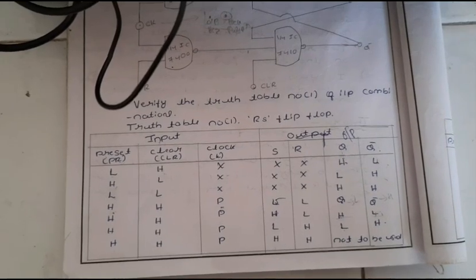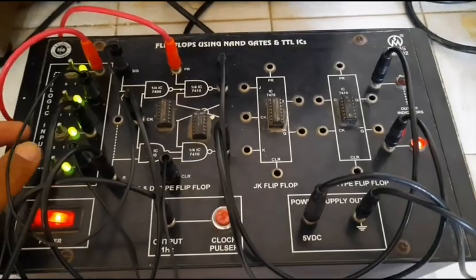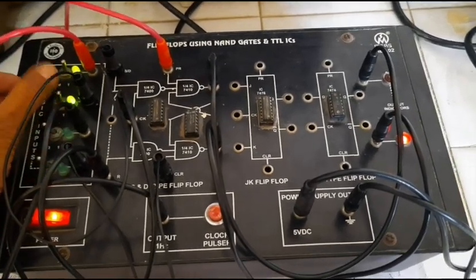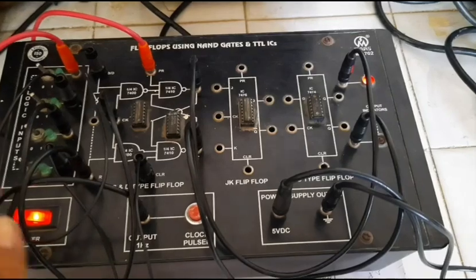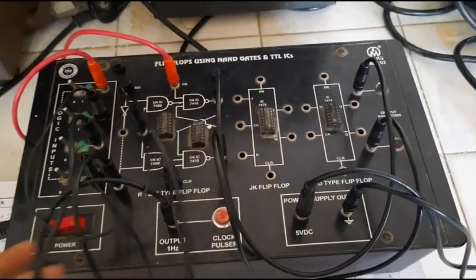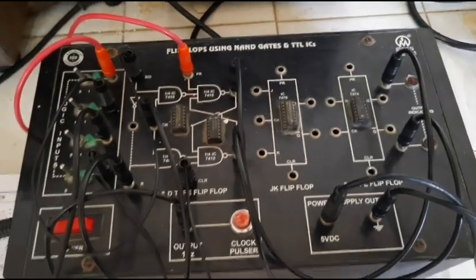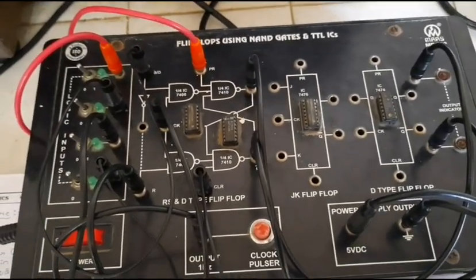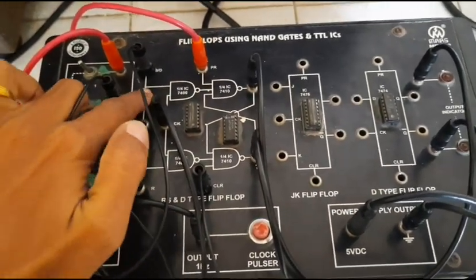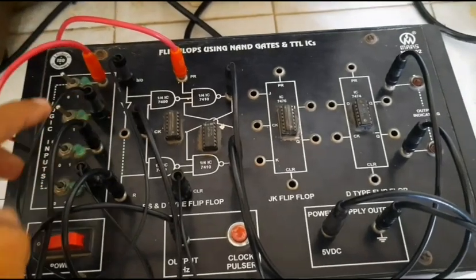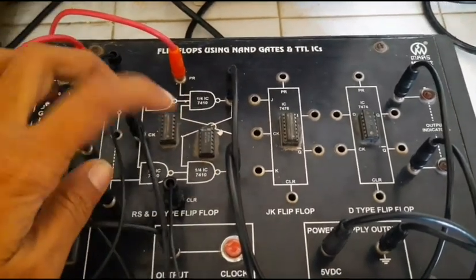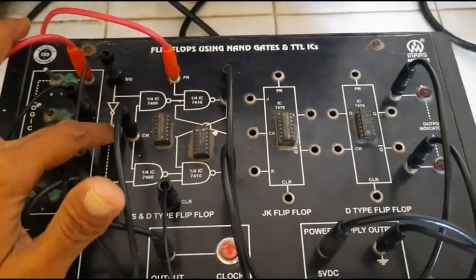Next we go for another flip-flop. Before that I will make all of them low, and then switch off the device. The next one is the RS and D type. Here we should connect this NOT gate across the S input, and then we can verify another truth table within this circuit diagram. So let us connect this NOT gate.